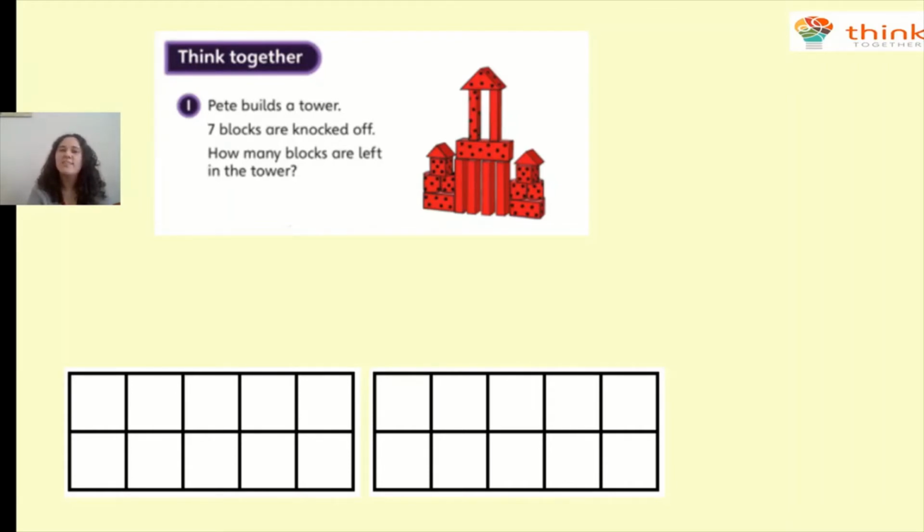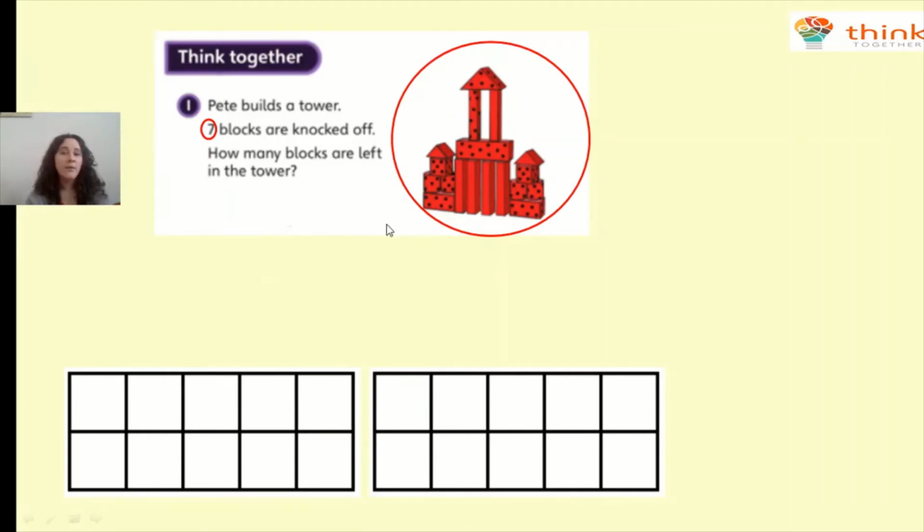Have you done that? Fantastic. So, the important information that we need here is the number 7, because 7 blocks are knocked off. Now, the next bit of important information we have isn't written as a number in the question. It's actually provided by the picture here. Our question said, Pete builds a tower, and we can see that. It doesn't tell us how many blocks there were in the tower, but it gives us a picture. So we're going to need to count how many blocks are in this tower ourselves.